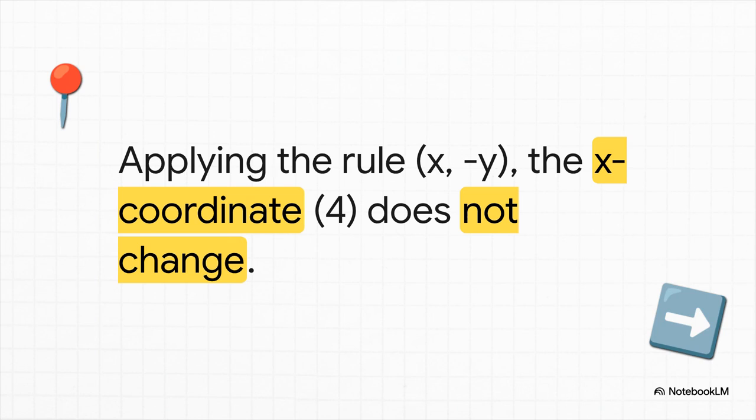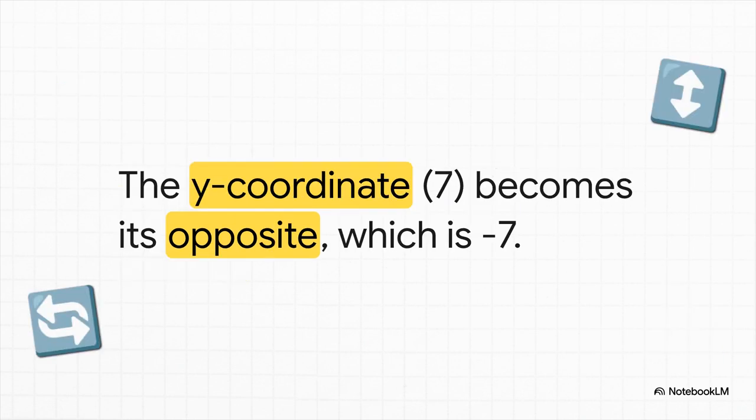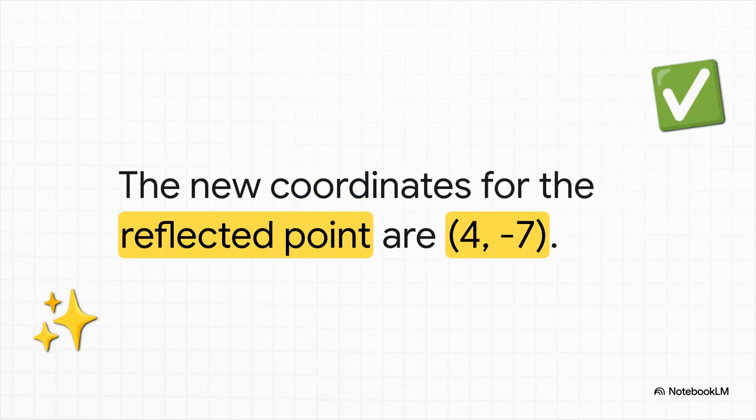Step 1. The x-coordinate, which is 4, doesn't change. It stays a 4. Simple enough. And step 2, we take that y-coordinate, the 7, and we flip it to its opposite. So positive 7 becomes negative 7. And just like that, boom, we've got our answer. The new coordinates for the reflected point are (4, -7). See how easy that is once you know the rule?